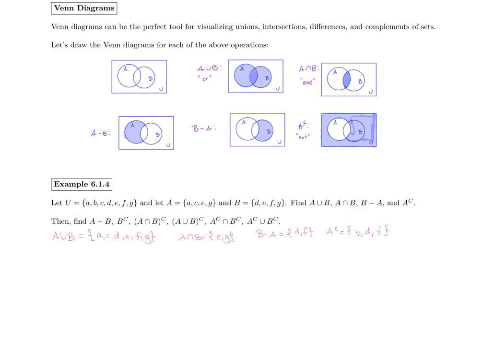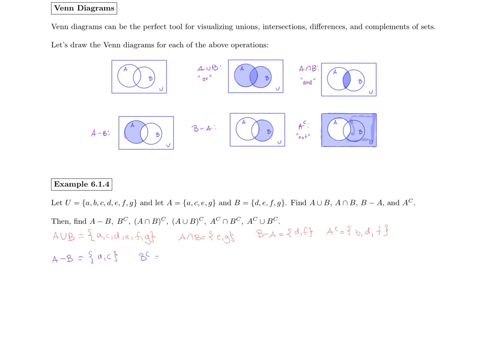If we want to try some more of our operations here, if we found A minus B, it's all of the elements in A minus any elements it shares with B, which are just E and G. So if we take A and remove E and G, we're only left with A and C.